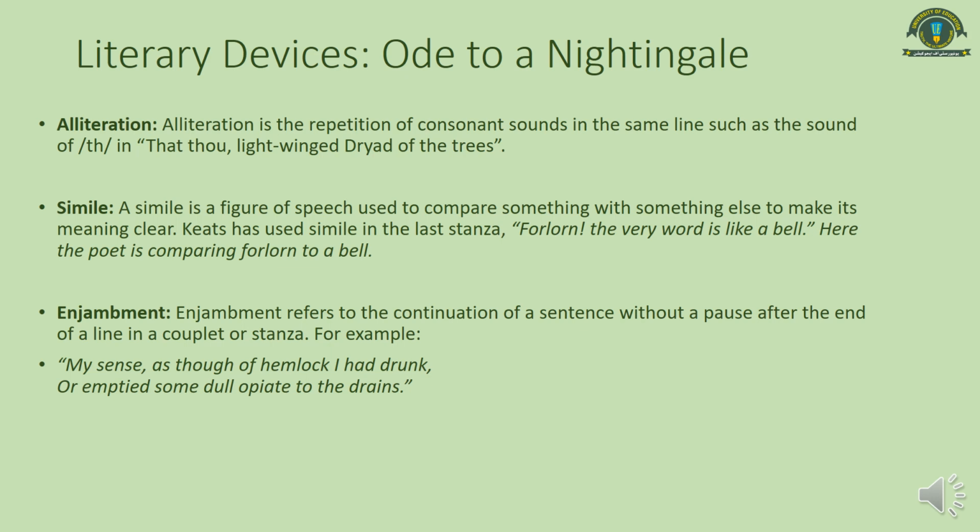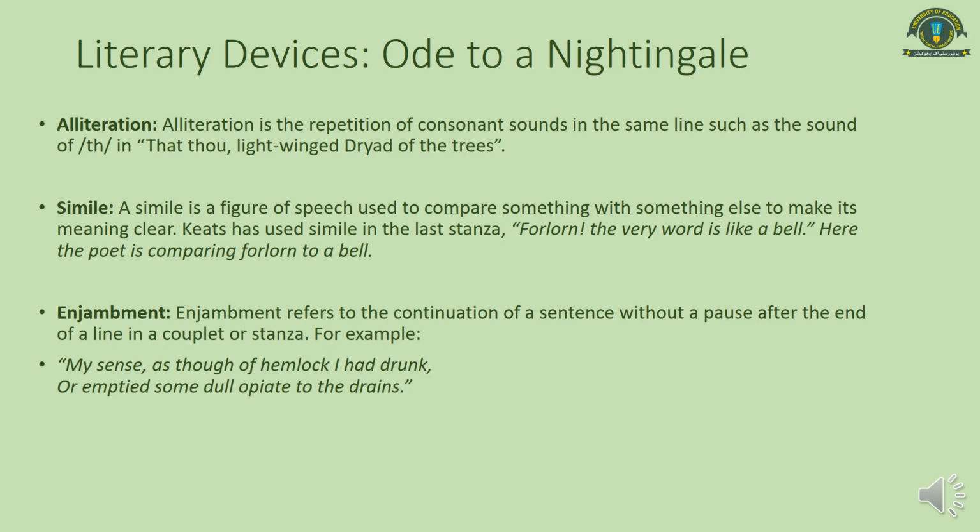Keats has used this simile in the last stanza. "Forlorn, the word is like a bell." Here the poet is comparing forlorn to a bell. Simile is a literary device that poets use, and Keats is using it in Ode to a Nightingale when he talks about the word forlorn in the second last stanza and the last stanza as well. He says, "Forlorn, the word is like a bell that to toll me back from thee to my sole self." Now he is comparing the word forlorn to a bell.